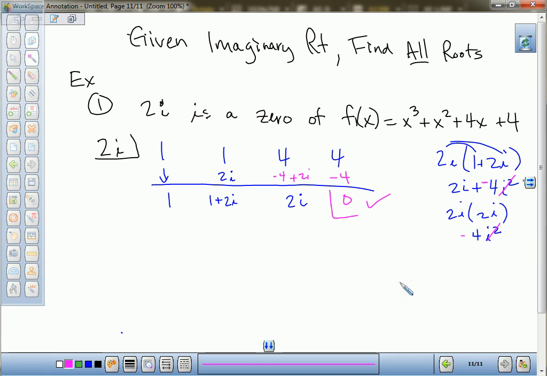Now, the neat thing about irrationals and imaginaries, if positive 2i is a root of an equation, the negative 2i has to be. Its conjugate has to be. If square root of 3 is a root, then negative square root of 3 would have to be a root. So with our irrationals and our imaginaries, if 2i is a root, the very next thing I divide by, even though it wasn't given to me, I know it has to be a root, is negative 2i. That's the only way we can get them.